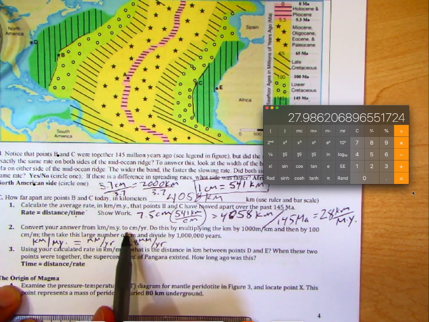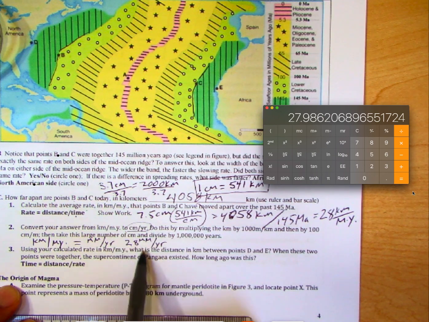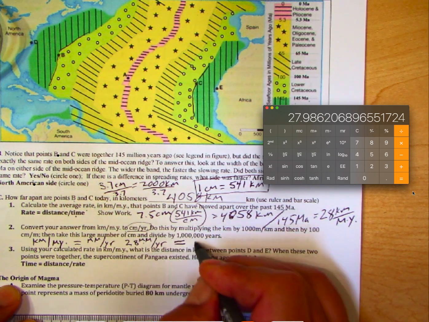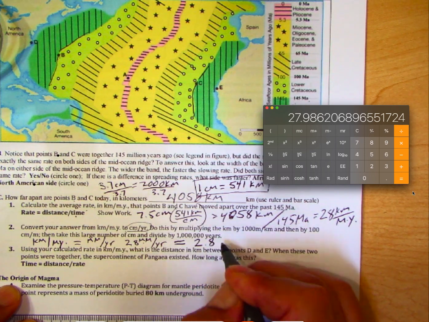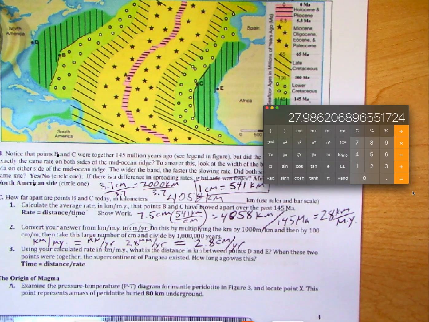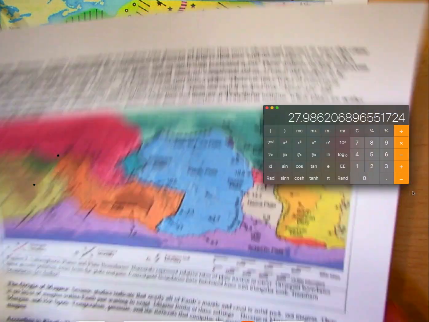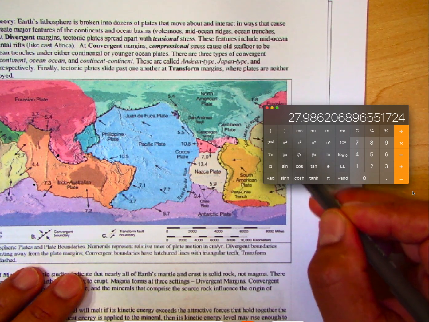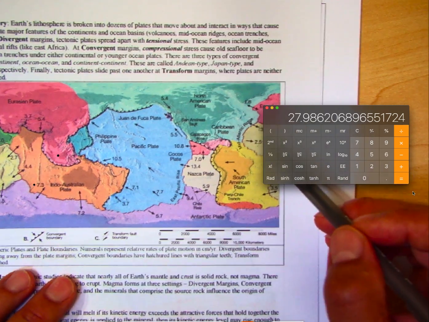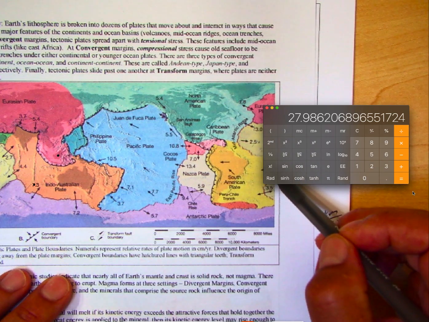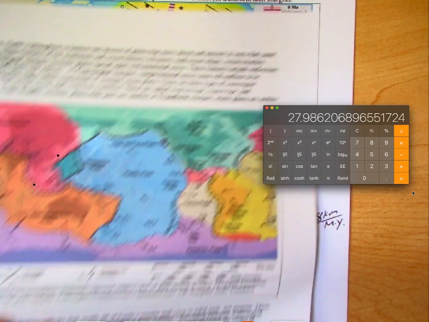But note that we want it in centimeters per year. We know that there are 10 millimeters in 1 centimeter, so the answer we want here is 2.8 centimeters per year. And if you think about that number, that's going to fit very closely for our mid-Atlantic ridge spreading rate, 2.5 to 3.0. So we're right in the middle there, right? So we've calculated a number that's very similar to what we're seeing in the real world here, right?